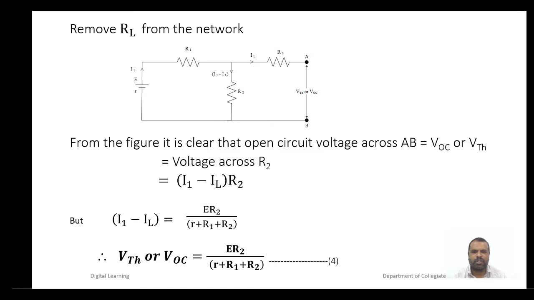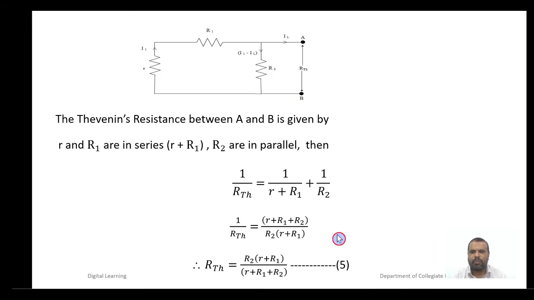Call this as equation number 4. Now, remove the EMF or replace the EMF with its internal resistance small r. The Thevenin's resistance between A and B is given by R and R1 are in series, R plus R1, R2 are in parallel.